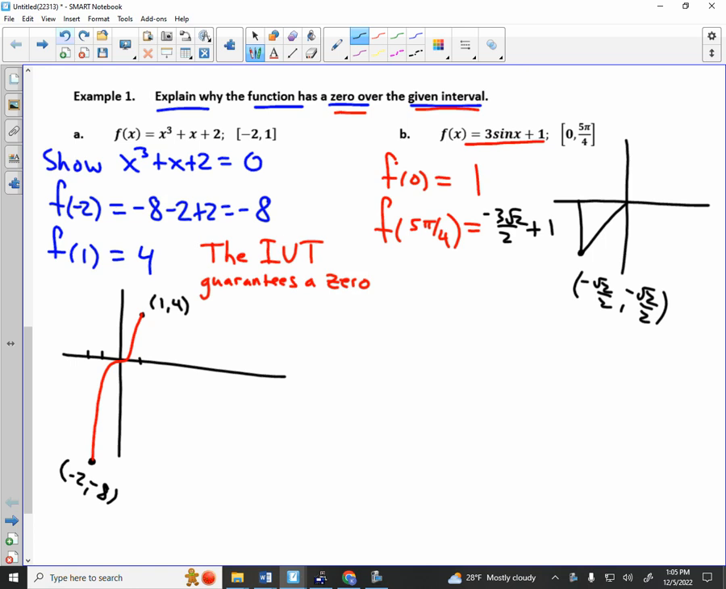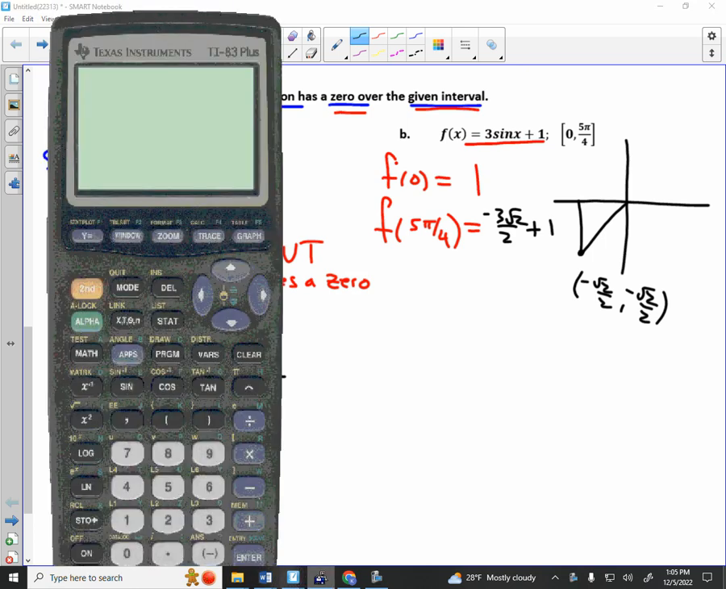Let's see what that is. I'm going to take out my calculator and produce a decimal so I can see where it's at. Negative 3 roots of 2 divided by 2. I'm going to add 1 to that, and I get negative 1.12. So if it starts at 1 and it goes to negative 1, does it have to cross over 0? Yes.